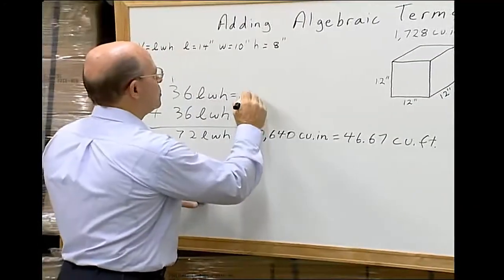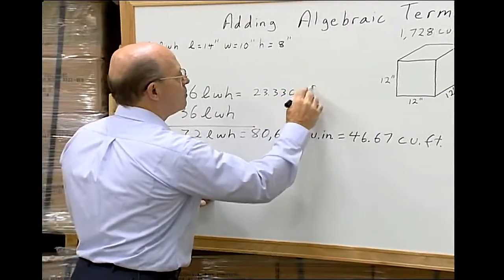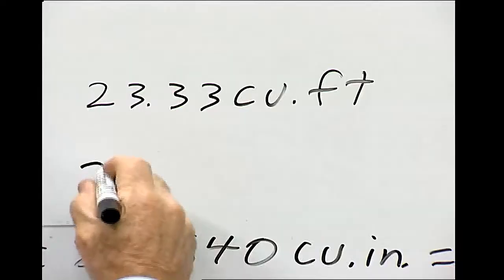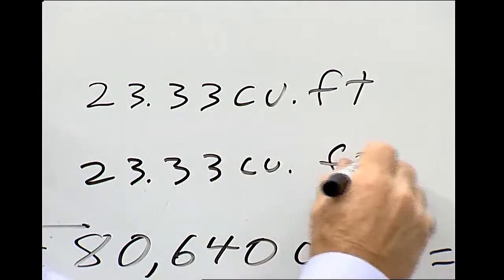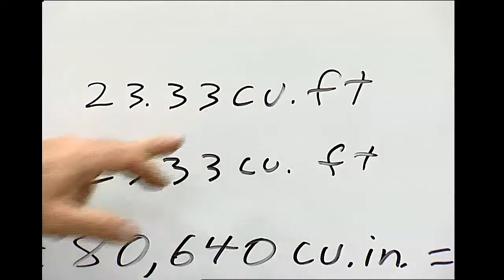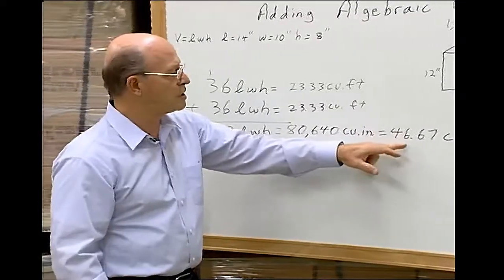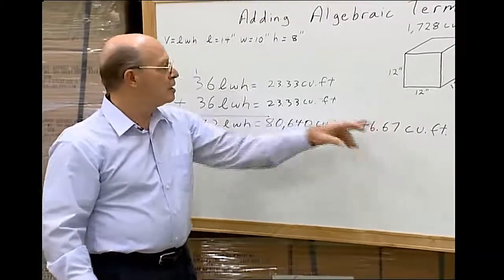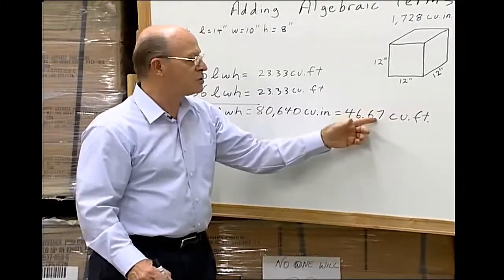So this equals 23.33 cubic feet. And so this one also equals that, 23.33 cubic feet. And as you can see, 23.33 adding 23.33 equals 46.67, only because we rounded up. These 3's just continue, and these 6's continue, so we rounded this to a 7.